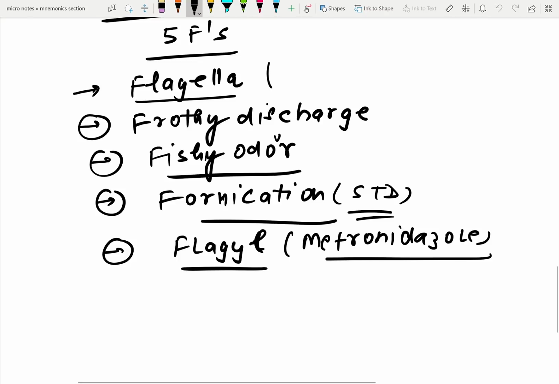Fine. Other than that, if you want an extra point in this, there is a particular thing here in Trichomonas vaginalis, that is termed as what?